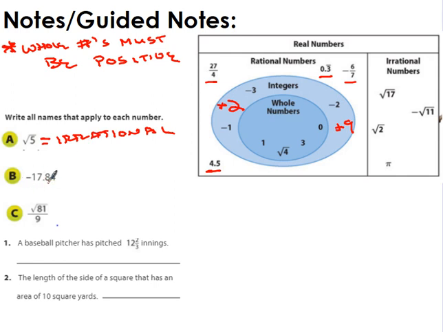Looking at B, negative 17.84. Negative 17.84 is not a whole number because it has this decimal with values after it. It's also not an integer for the same reason, it has a decimal. But it is a rational number, so I'm just going to put rational.